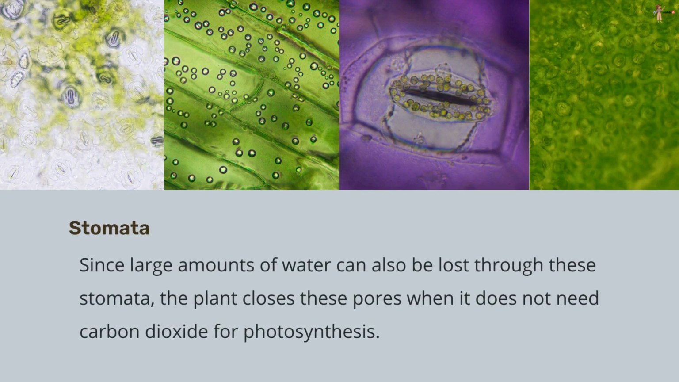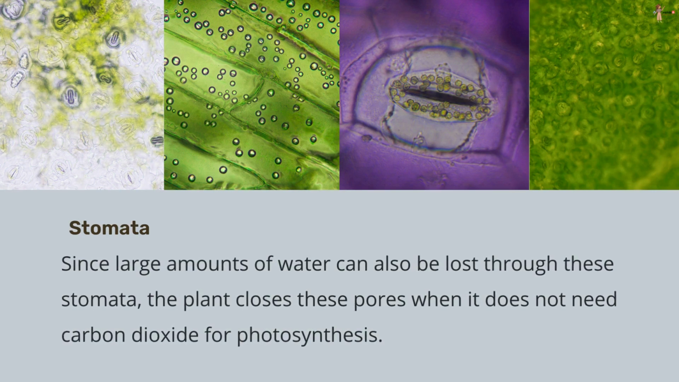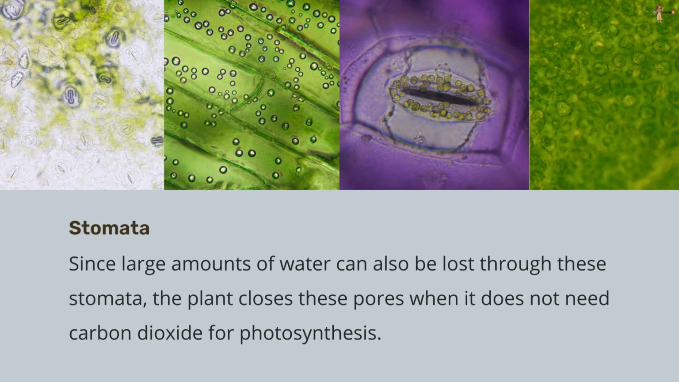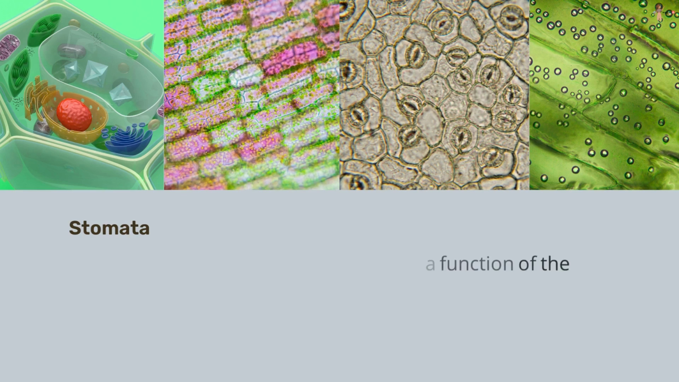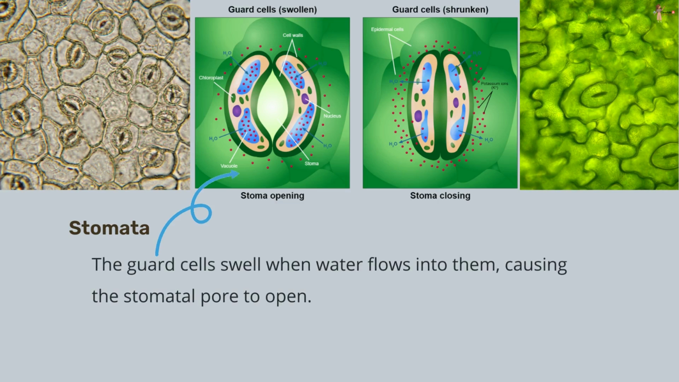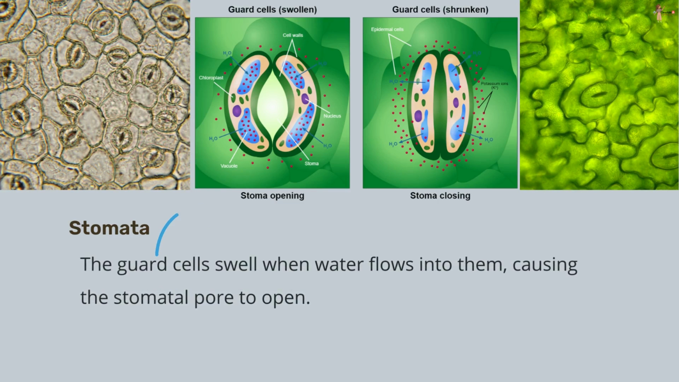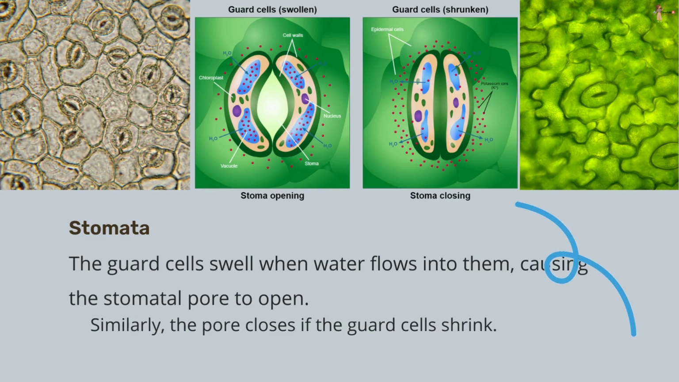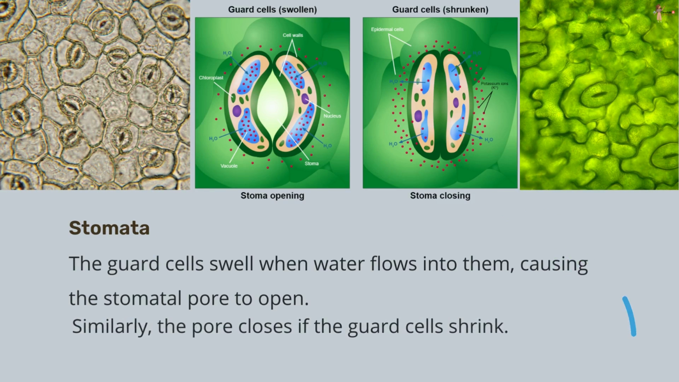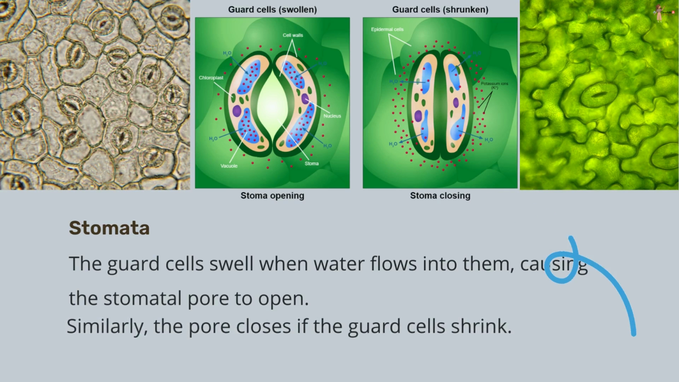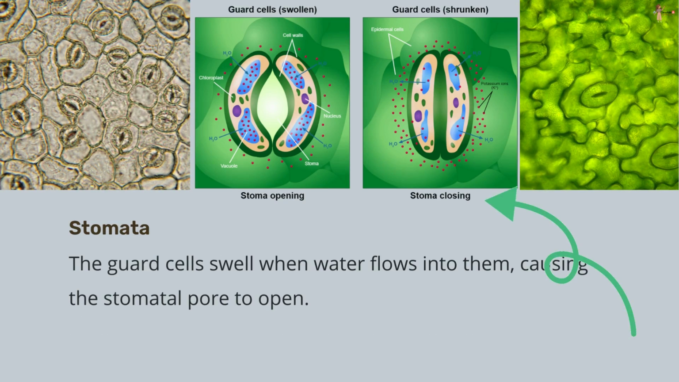Since large amounts of water can also be lost through these stomata, the plant closes these pores when it does not need carbon dioxide for photosynthesis. The opening and closing of the pore is a function of the guard cells. The guard cells swell when water flows into them, causing the stomatal pore to open. Similarly, the pore closes if the guard cells shrink. Pretty interesting, isn't it? Now, let me tell you about one more activity.